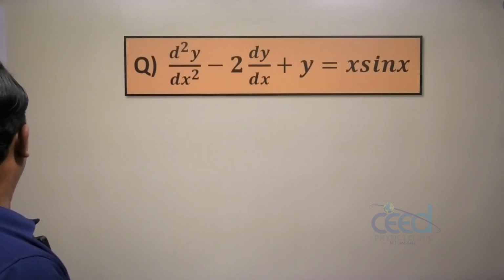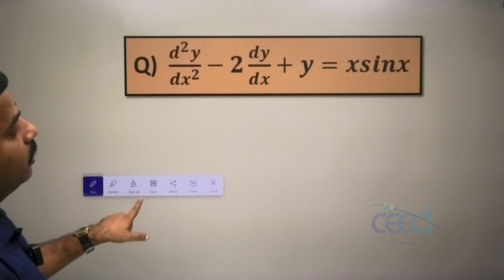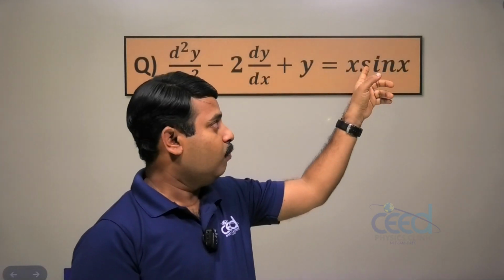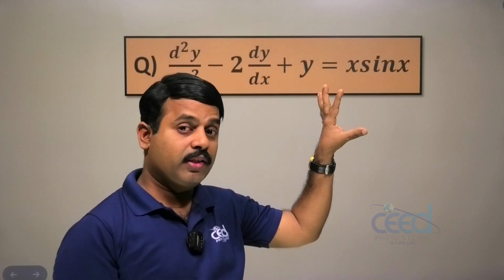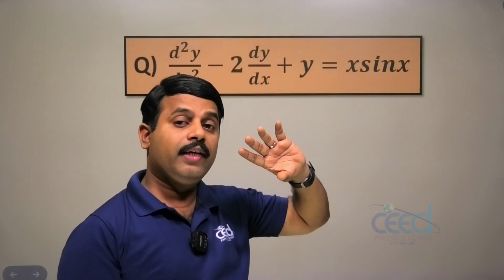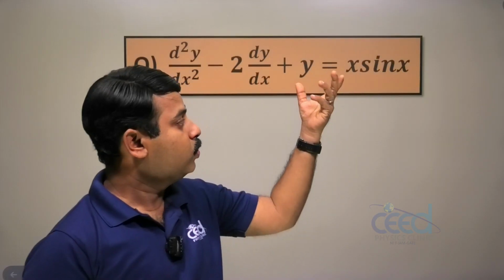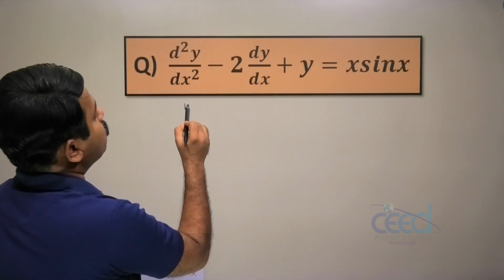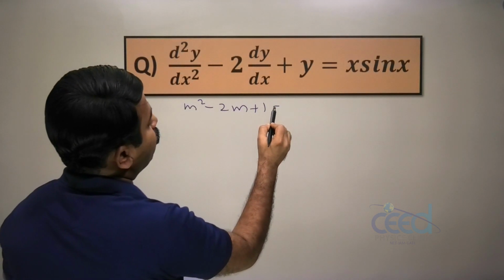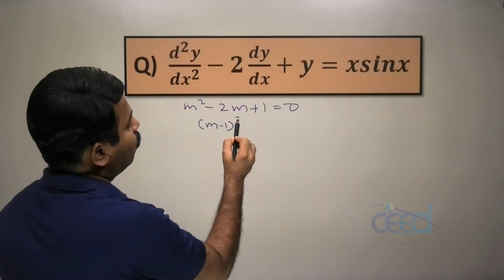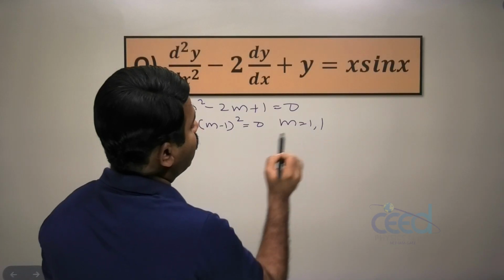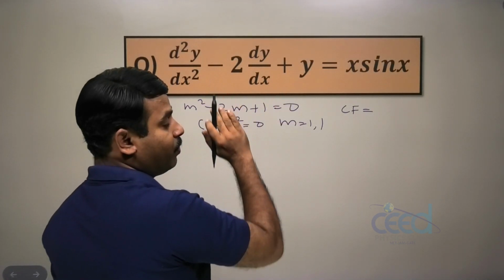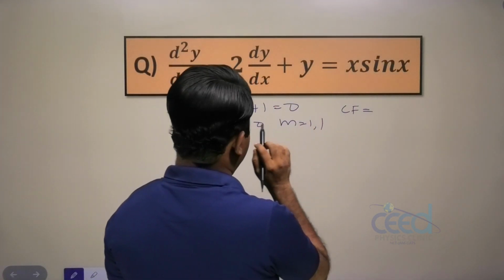For example, let me see one question. Here one question is given, x sin x, right? If it is x sin x also, you have to do the same. One function is trigonometric, the other may be e raised to ax or x raised to n, and we do the same. So first, what is the auxiliary equation? m square minus 2m plus 1 equal to 0. By solving, m minus 1 the whole square is equal to 0, so m is equal to 1, 1. Then the complementary function is, as we have already seen before, so I am not spending much time on it.